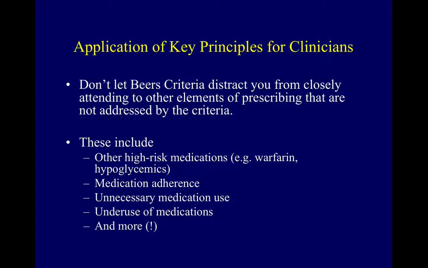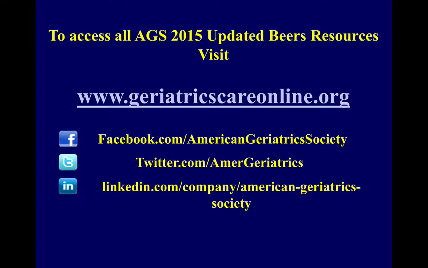Now, the application of key principles for clinicians. Don't let the Beers criteria distract you from closely attending to other elements of prescribing that are not addressed by this criteria. Those include high-risk medications that are not on the list, like warfarin, hypoglycemics that are not on the list, some of your direct thrombin inhibitors. It doesn't really address medication adherence, underuse of medications, and many, many more.